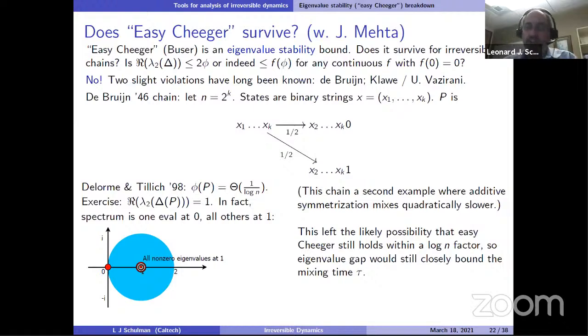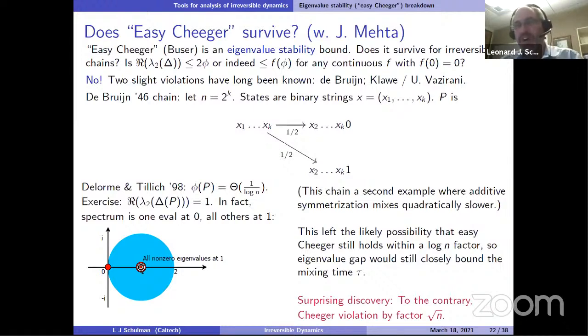And so I spent a lot of time thinking, all right, now I know what the right thing to prove is. Now I know what I have to prove. I have to prove that it's Cheeger up to a factor of log n. It's going to be phi times log n. So no. It turns out that there's a violation by a factor of square root of n, we know.